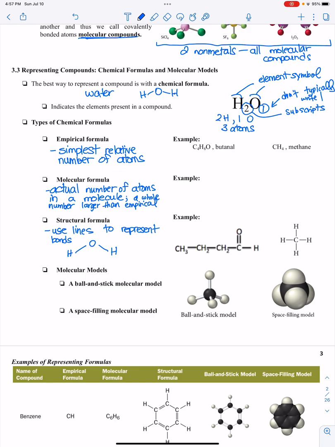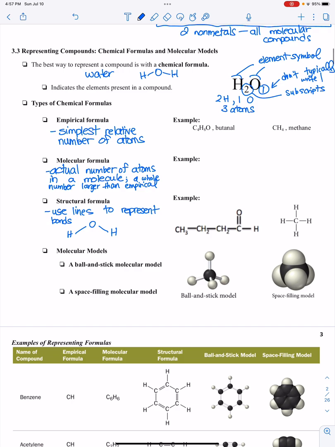Let's look at types of chemical formulas now. We have something called an empirical formula, and I did write the definitions here, so you could pause and write the definitions down. An empirical formula is the simplest relative number of atoms in a formula, meaning I cannot divide them further. The ratio or the numbers in that formula cannot be divided by a common multiple or common factor, so I do have a simple formula.